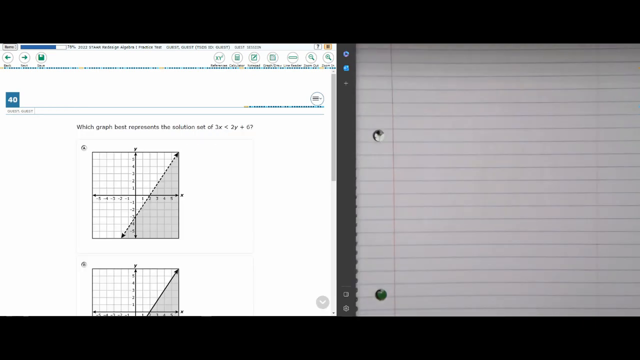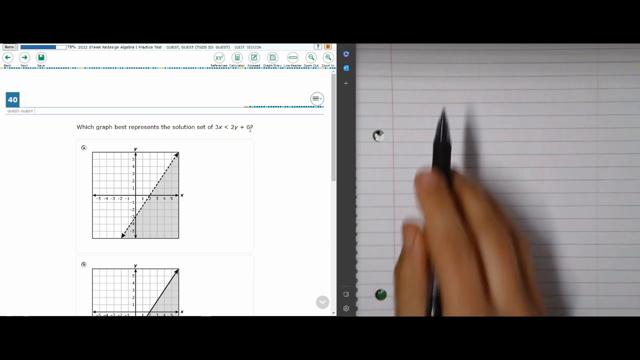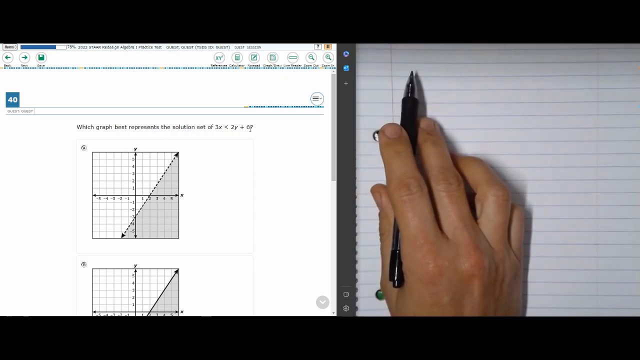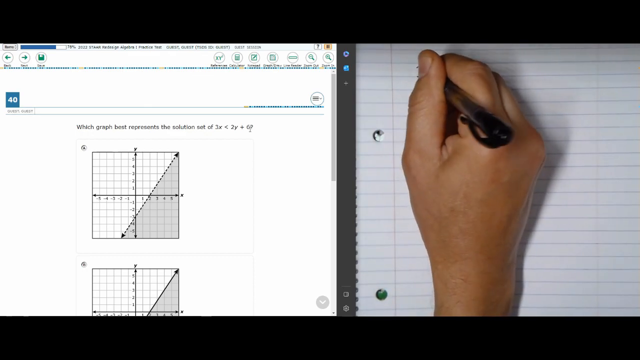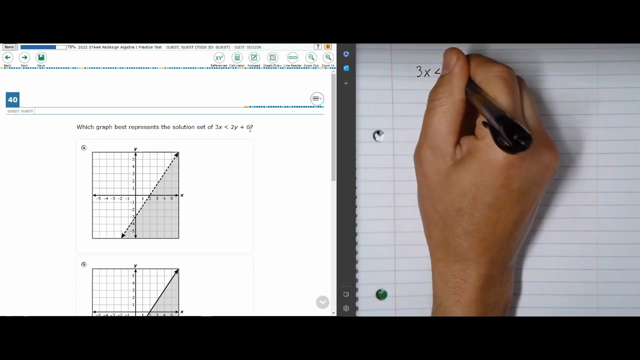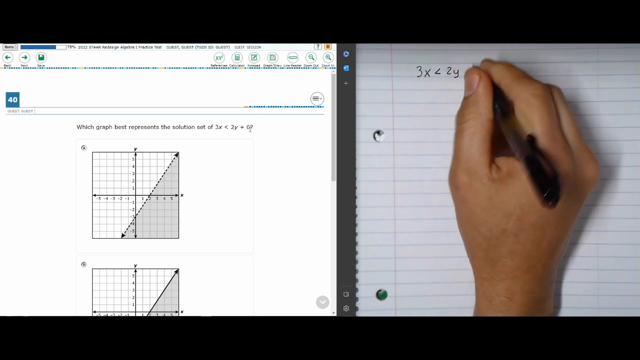And number 40, notice it says, which graph best represents the solution set of 3x is less than 2y plus 6? Now what I'm going to tell you is the first thing, when you get one of these inequalities, I am going to write this out. So I have 3x is less than 2y plus 6.